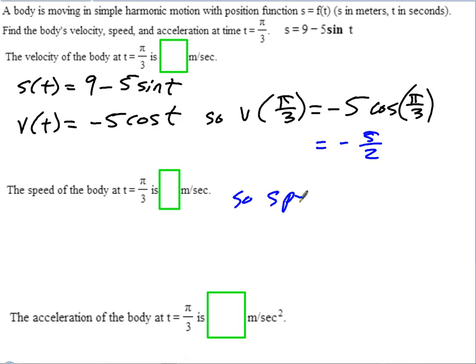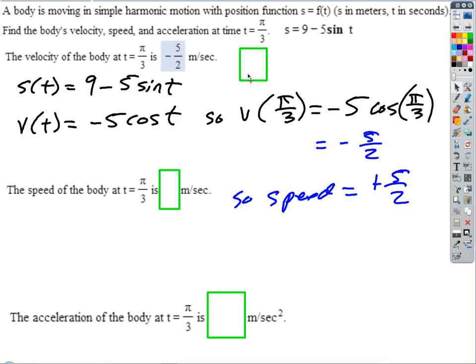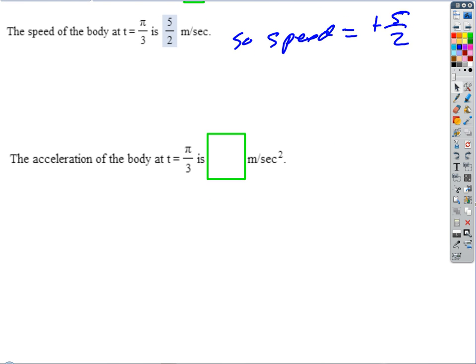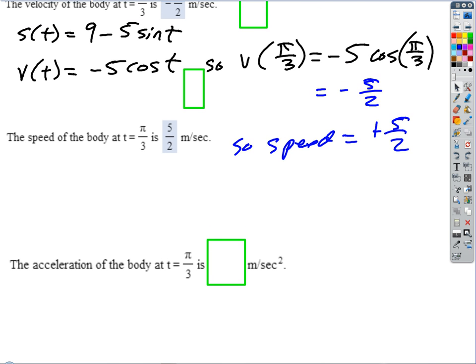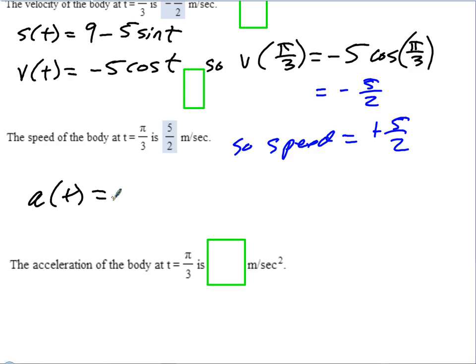So the speed equals positive 5/2. Right, let's just check ourselves. Yeah, good. Okay. What about the acceleration? What do we do to find acceleration? Derivative of velocity. Good. So A of t would just equal what? Yeah, derivative of cosine is going to be negative sine times the -5, positive 5 sine t.